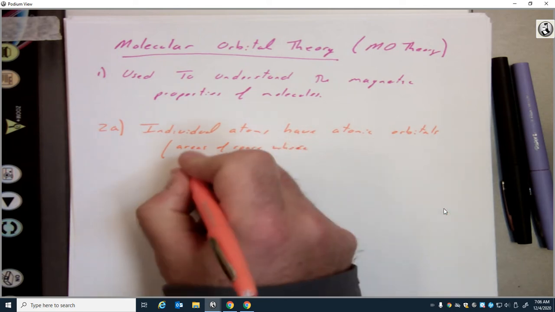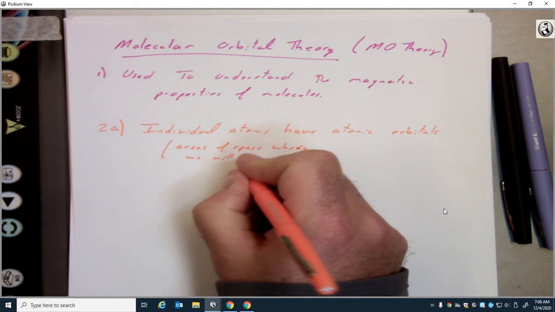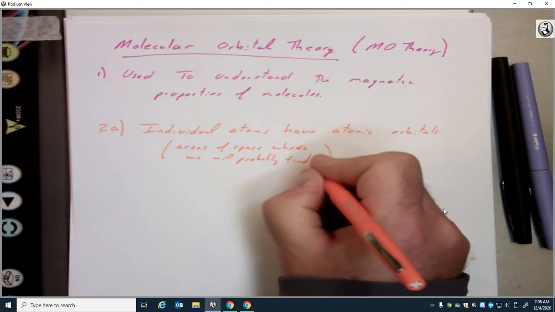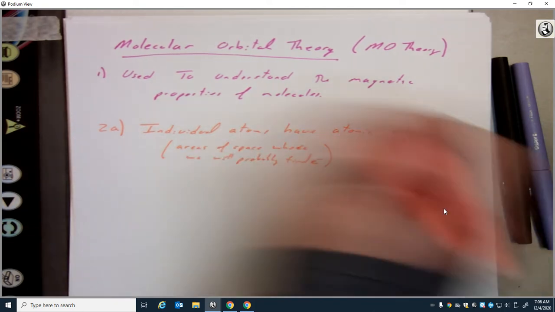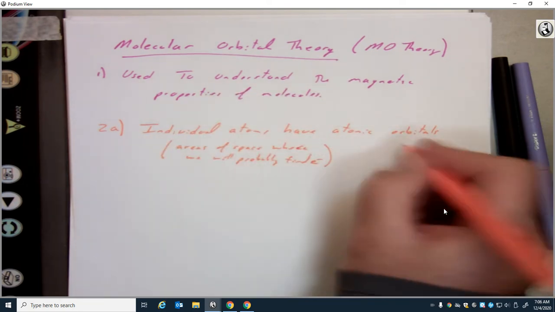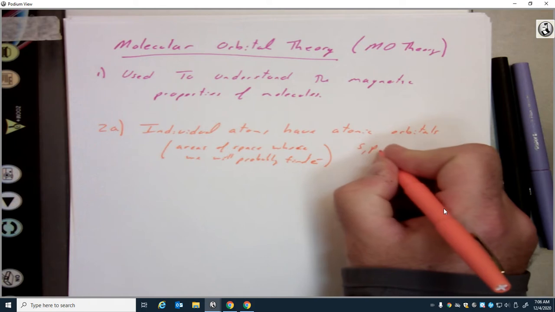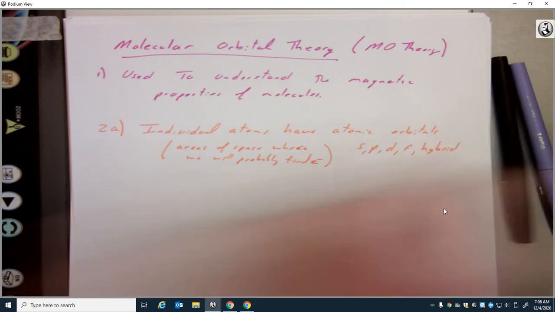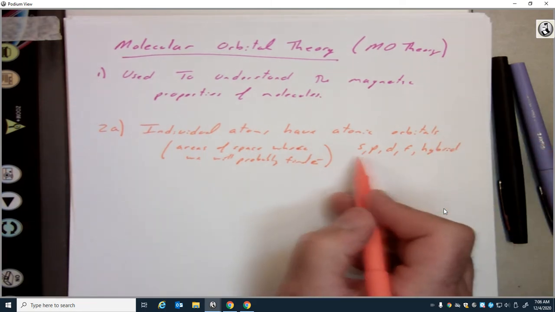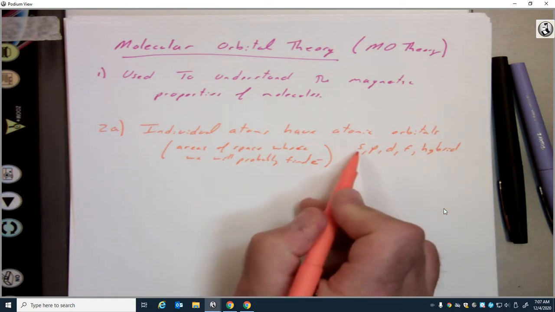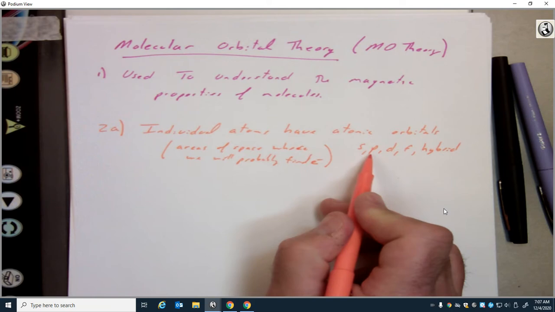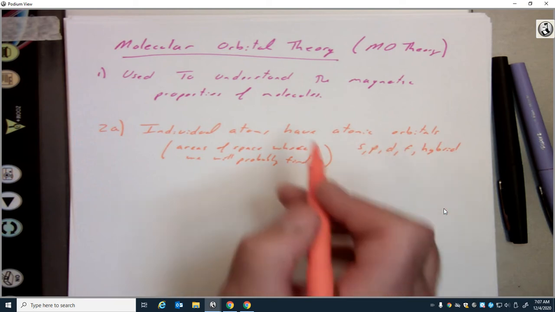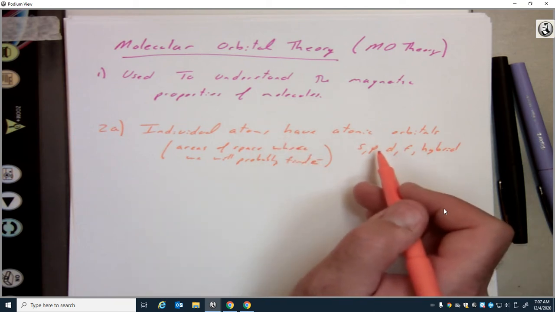where we will probably find electrons. So what we're really talking about here with these atomic orbitals are our S, P, D, F, and even our hybrid orbitals. And we spent a lot of time with these, so we know the S orbitals are sphere-shaped, P's have that dumbbell shape, our D's are four-leaf clovers, and so forth. So this is when we have individual atoms and what their electron orbitals look like.